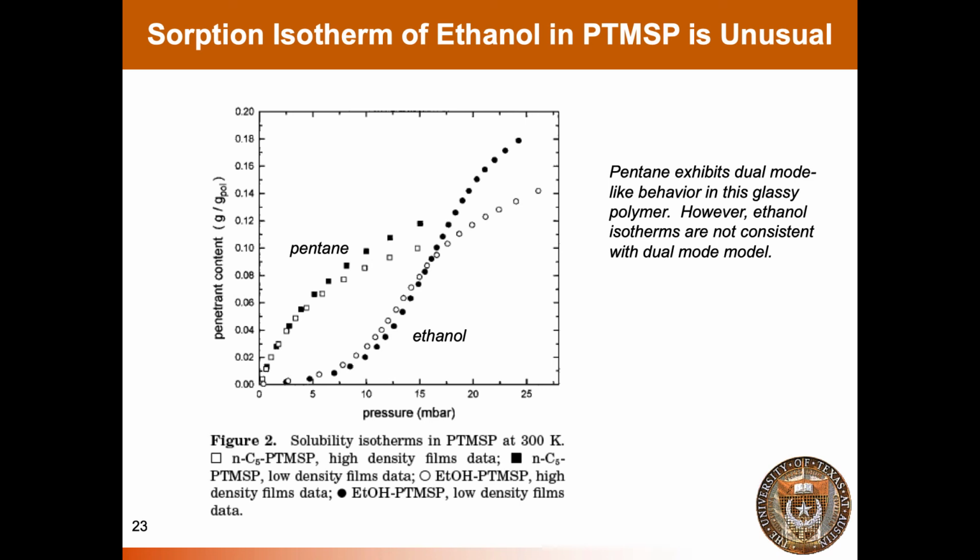Now, these particular studies have some practical relevance, although you won't see it in detail in this paper. So PTMSP was considered for some time as a membrane for removal of higher hydrocarbons from natural gas. It's way more permeable to highly soluble penetrants like butane and pentane than it is to light gas, poorly soluble molecules like methane. And so there have been some attempts to use it for that separation.